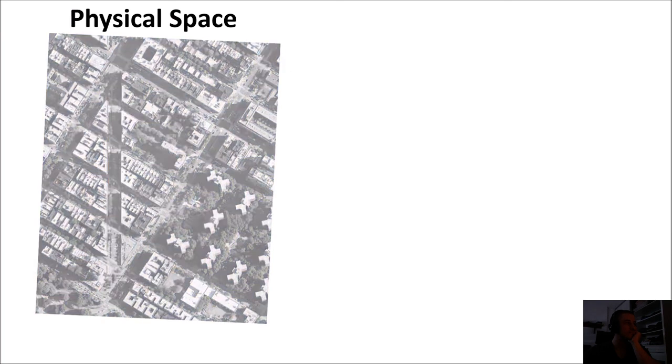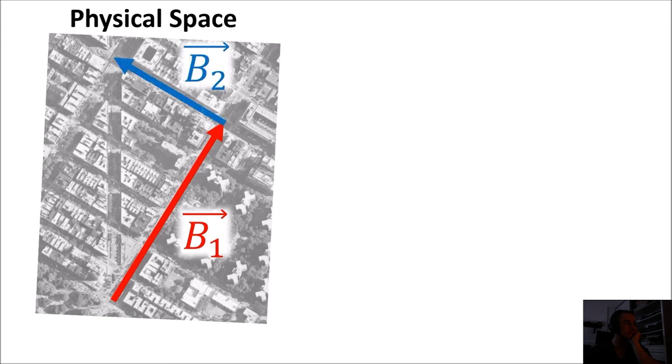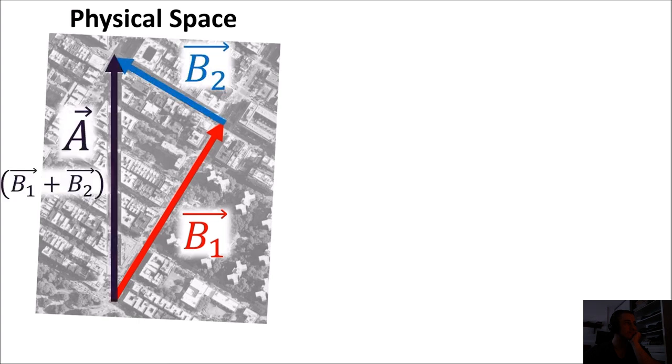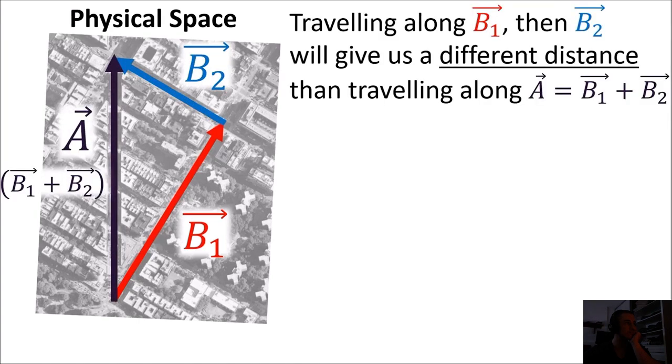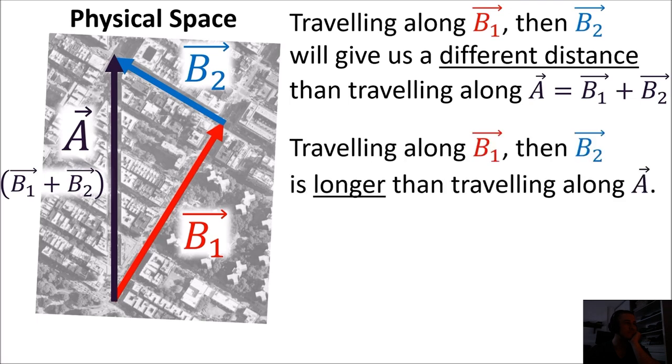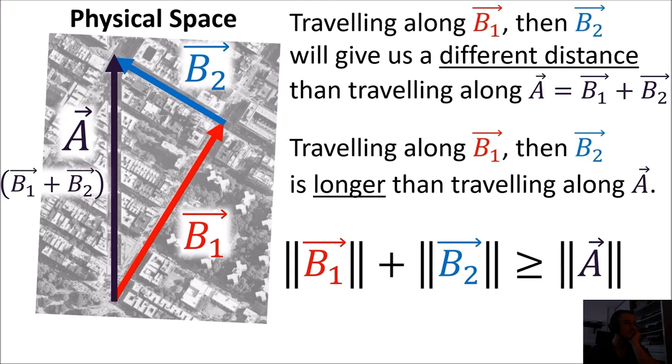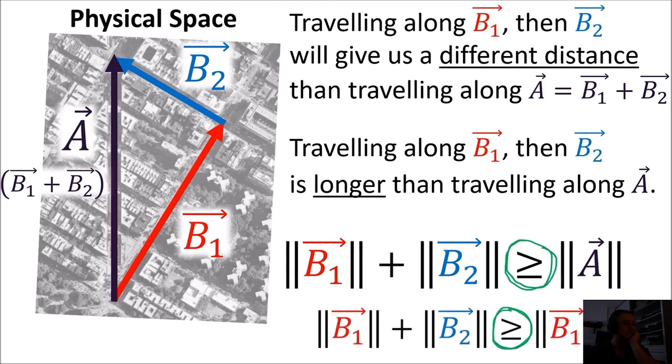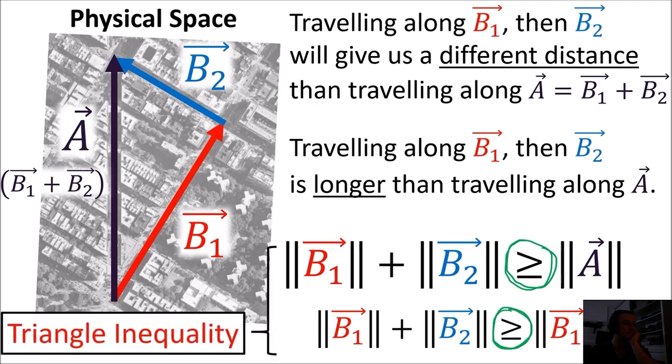It should be common sense to us that traveling along the streets in the main grid, along vector b1 and then along vector b2, will give us a different distance than traveling diagonally along the vector a, which is the vector sum of b1 and b2. The total length of the vectors b1 and b2 is actually longer than the length of the vector a. Mathematically, this is stated as the length of b1 plus the length of b2 is greater than or equal to the length of a, where a is just the vector sum of b1 and b2. This is called the triangle inequality.